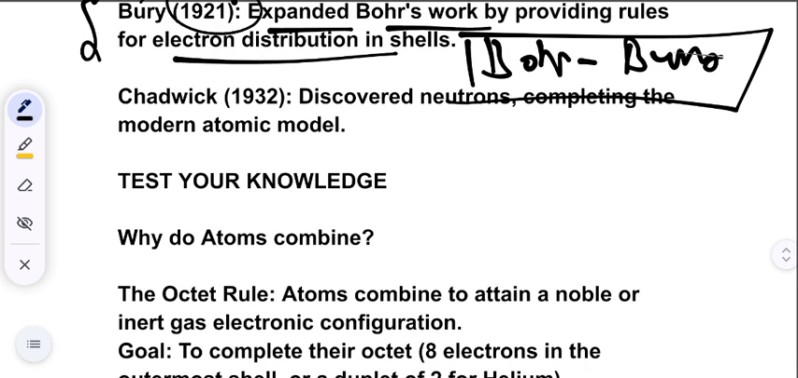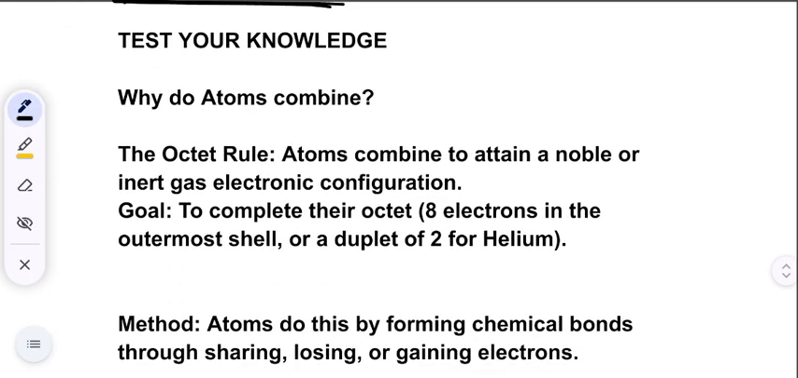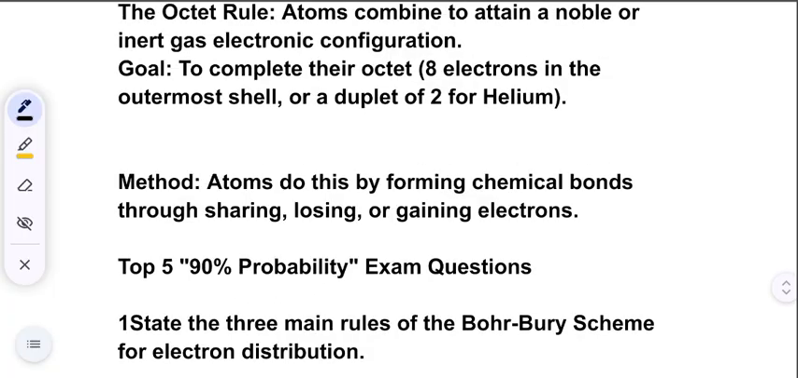Around 1921, Chadwick discovered neutrons, completing the modern atomic model. Everything was discovered, only the neutron was left, so he completed this work also. He discovered the neutron, which led to the completion of the atomic model. Fine. Now one question is there for you, which might have 2-3 answers.